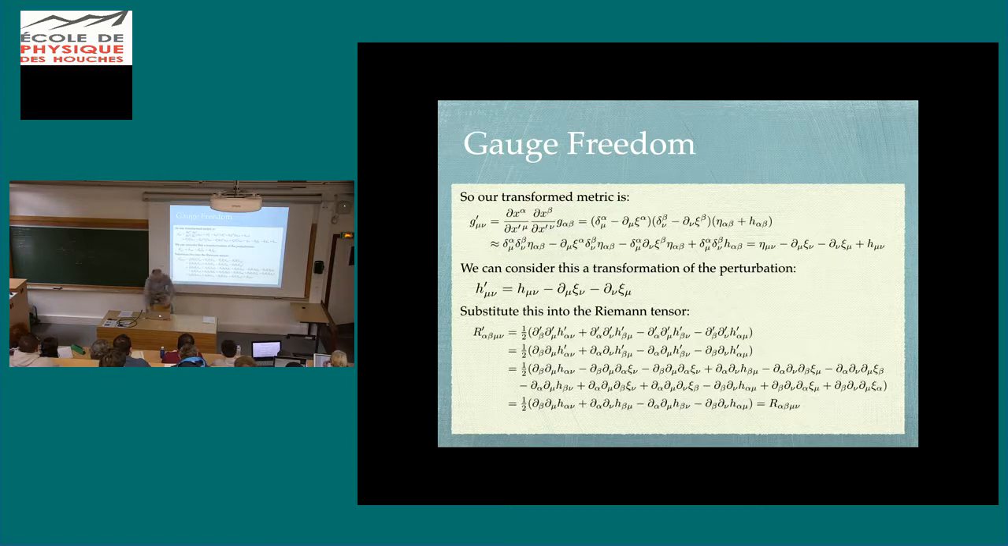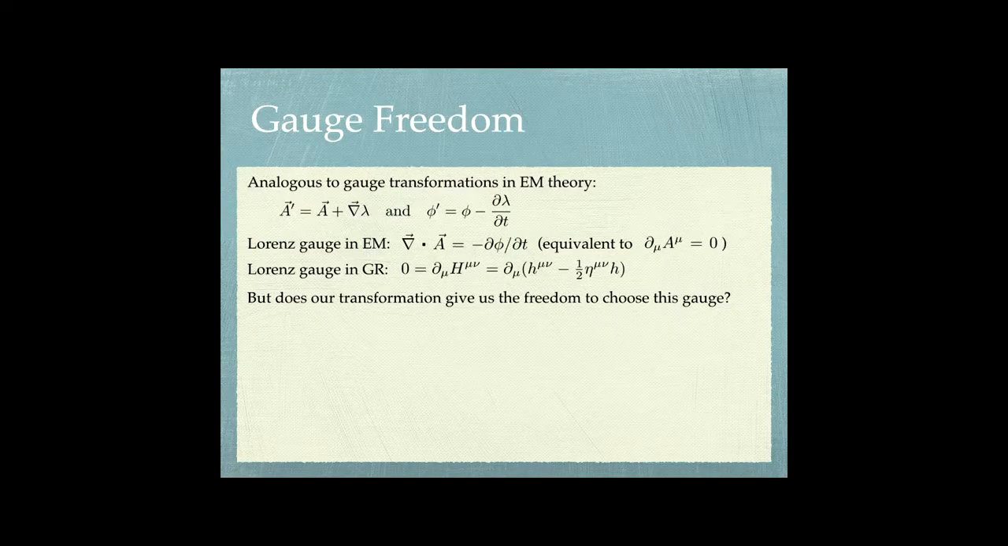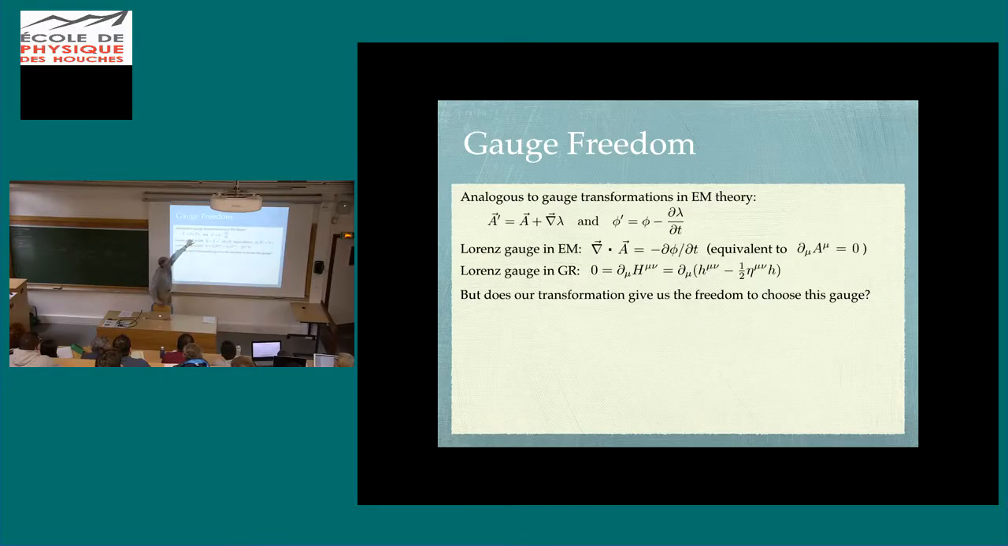That's great. Okay, so this is analogous to gauge transformations in electromagnetic theory, where I can add a gradient of a scalar field, or I can add the time derivative of the scalar field to the electrostatic potential, and Lorentz gauge is equivalent to that expression. And so this is Lorentz gauge in general relativity. I have that freedom to choose that.